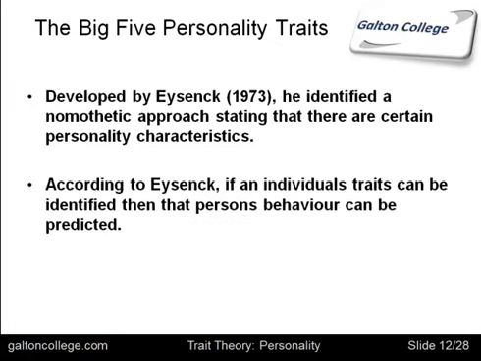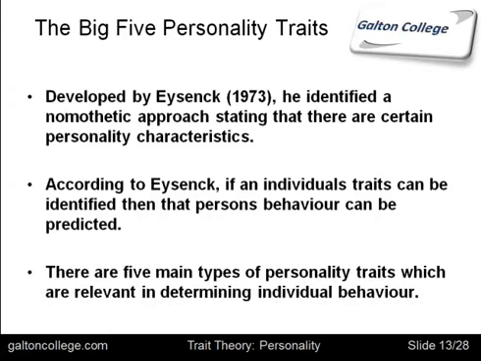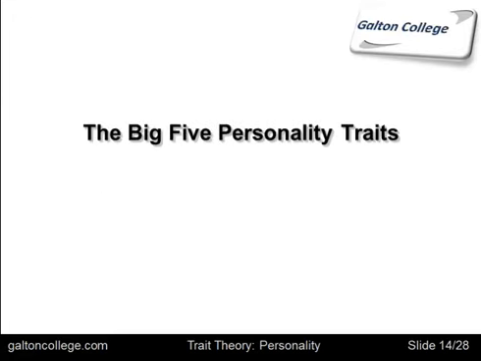And according to Eysenck, if an individual's traits can be identified, then that person's behaviour can be predicted. So if we know what the traits of the person are, then we can predict the person. So this is like science. This is empirical. There are 5 main personality traits which are relevant in determining the individual. So let's have a look at these, the 5 big personality traits.